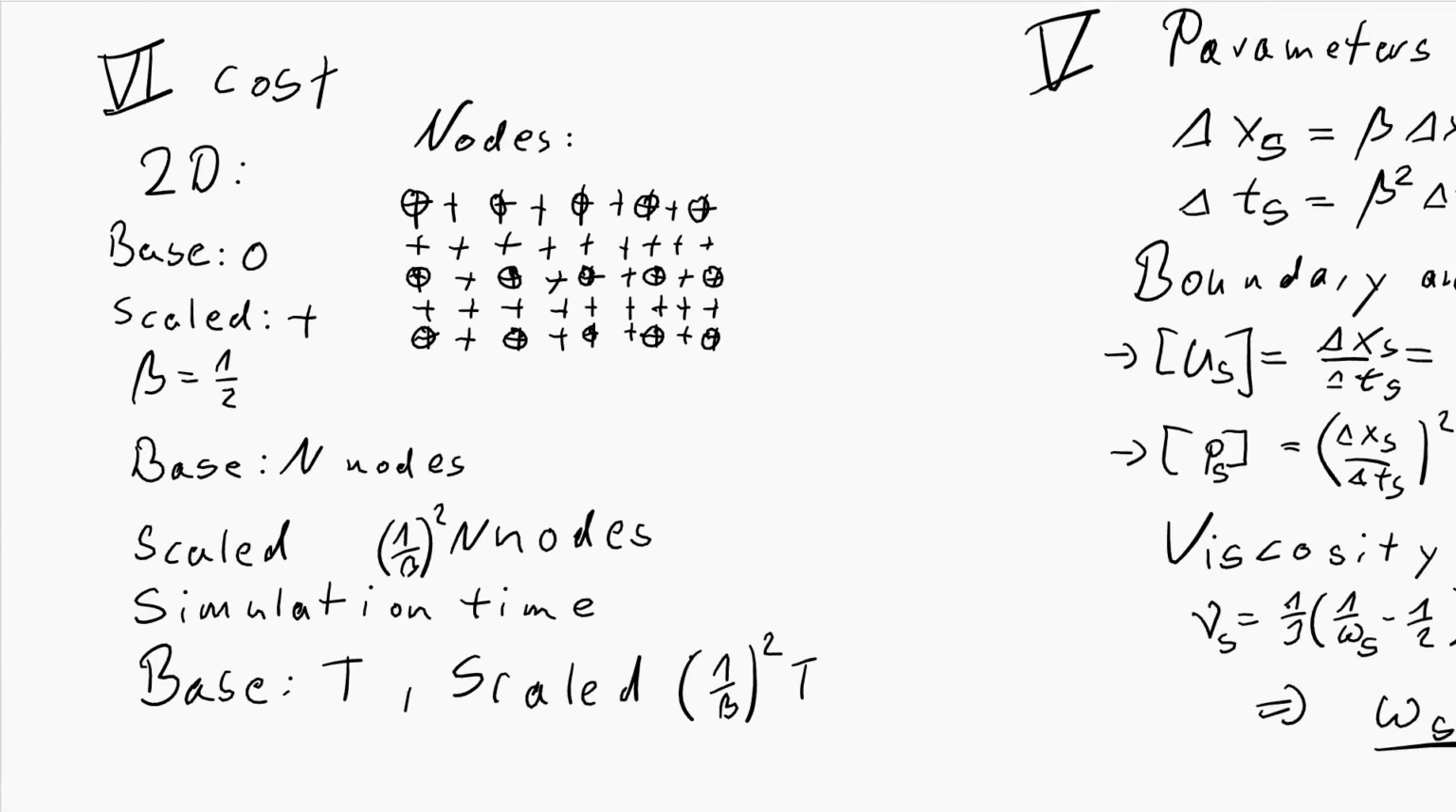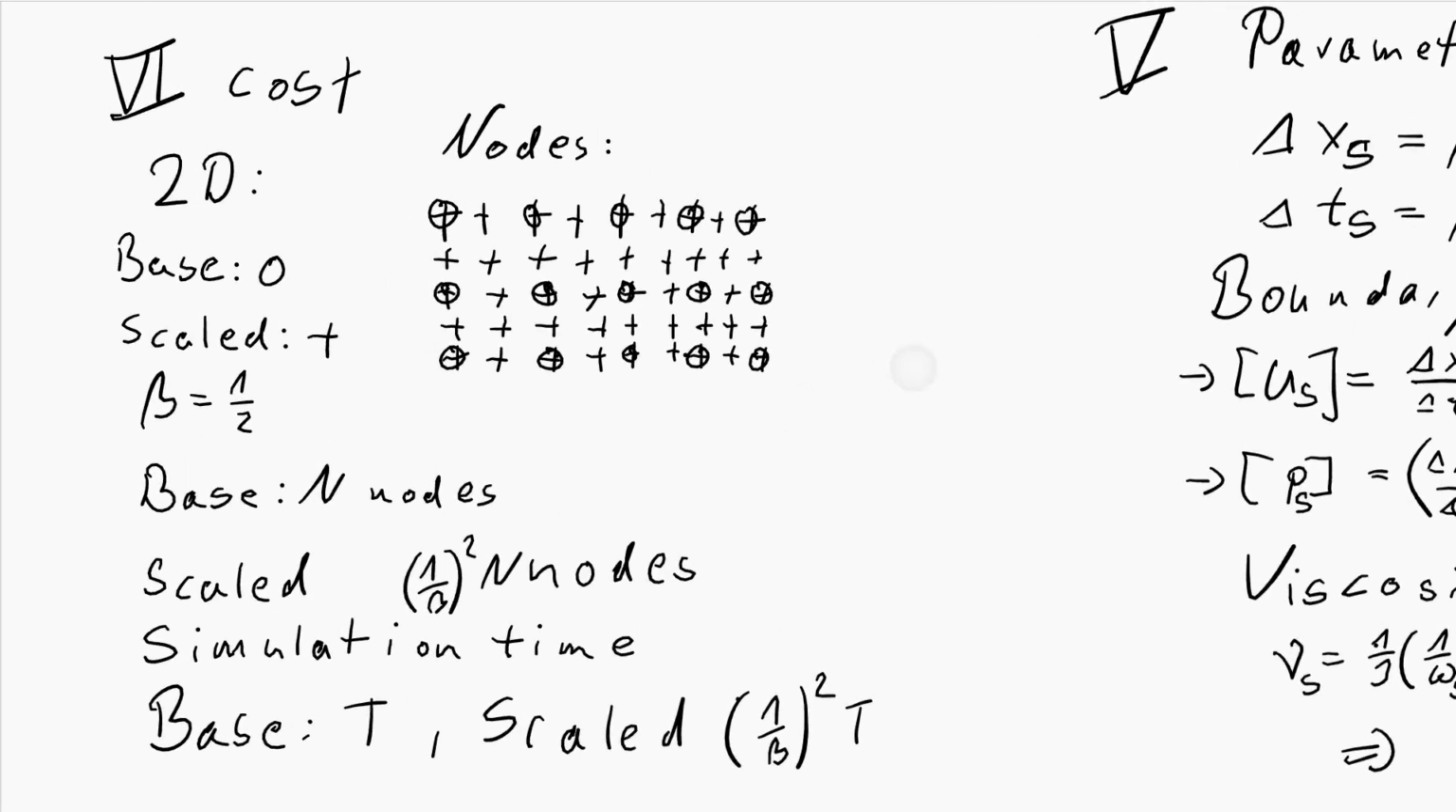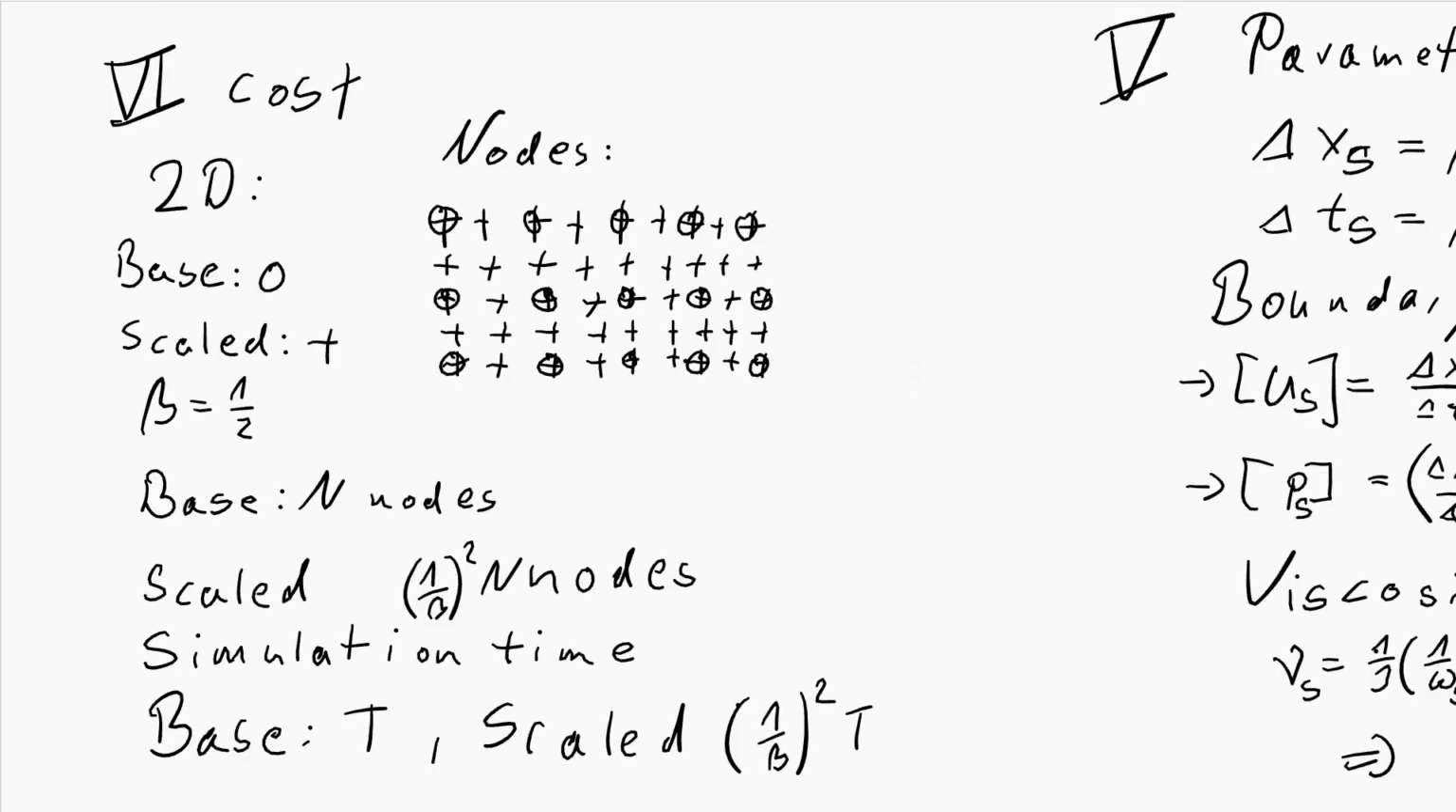Okay, so what is the cost of scaling? When we have a base simulation with a given cost, which means usually a number of grid spacings, a number of lattice nodes, and a number of time steps that we have to take into account. And now, because this is the homework, we restrict ourselves to 2 dimensions. So if we say, for example, we have beta equal to 1/2, so we have now 1/2 the grid spacing from the base simulation in the scaled simulation.